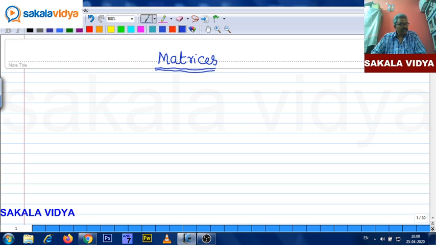In the last class, we completed locus and change of axis. Now the next chapter, matrices, we are going to start. First, let us have a discussion on the introduction to matrices.